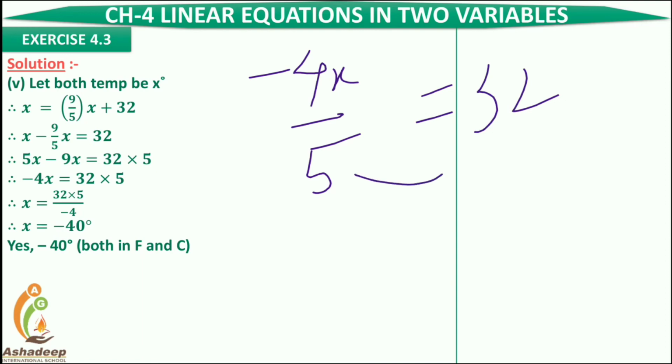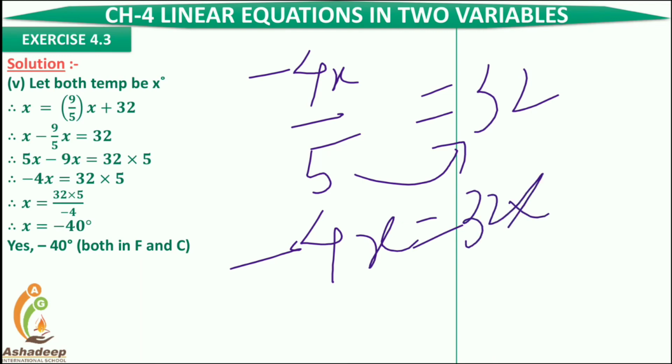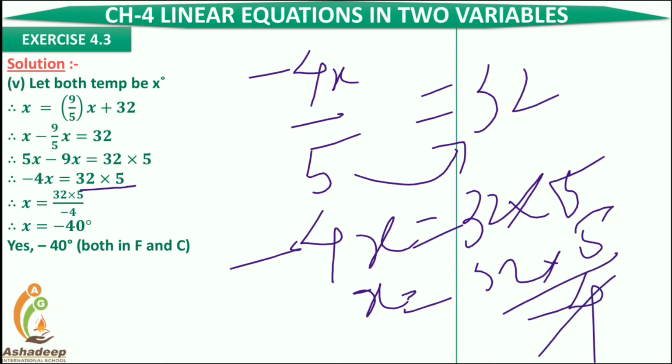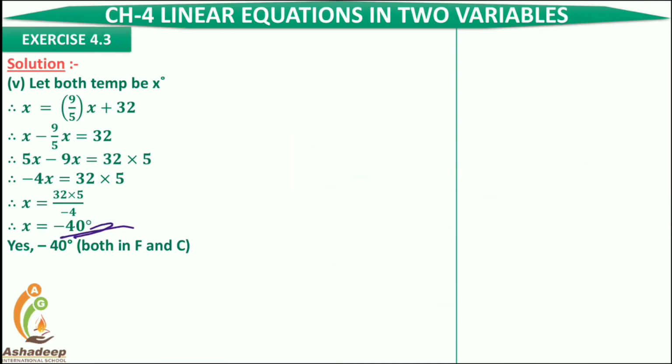is equals to 32. Now this 5 from the denominator goes into the numerator. So minus 4x is equals to 32 multiplied by 5, and this 4 from the numerator goes into the denominator. So x is equals to 32 multiplied by 5 divided by minus 4. This is 8 4s are, right? 8 4s are, so 4 and 4 cut. So 8 5s are 40 degrees centigrade. So yes, 40 degrees centigrade is equal for Fahrenheit and the Celsius, right?